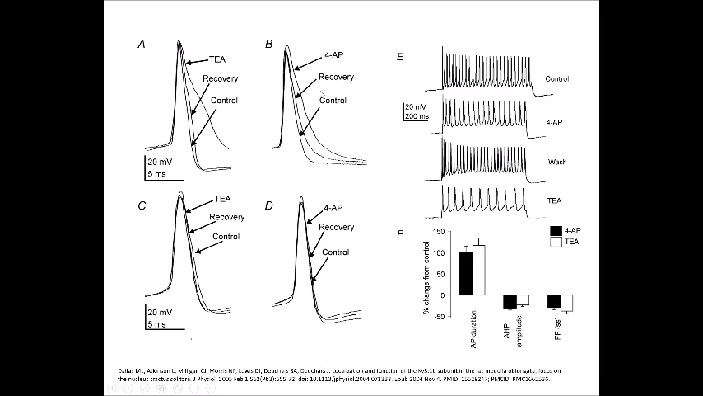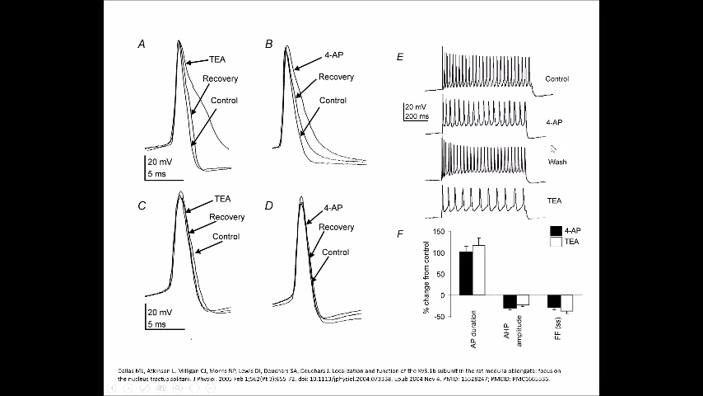So it broadened the action potential. But in other types of neurons, you give TEA, it doesn't really do that much. And the same with 4AP. So it's neuronal specific. Different neurons function differently depending on the types of channels that are present.